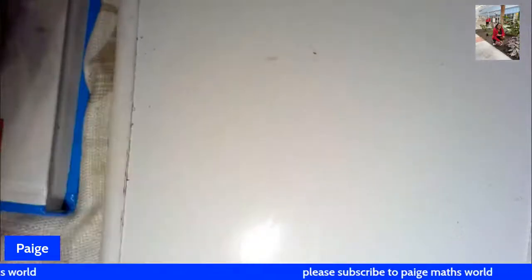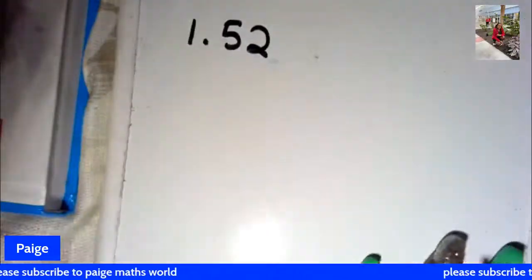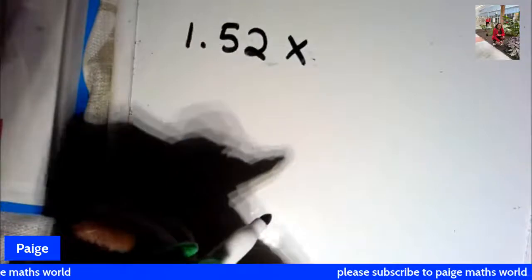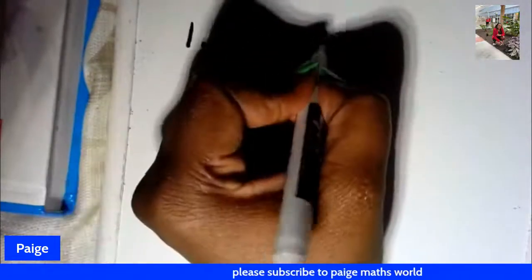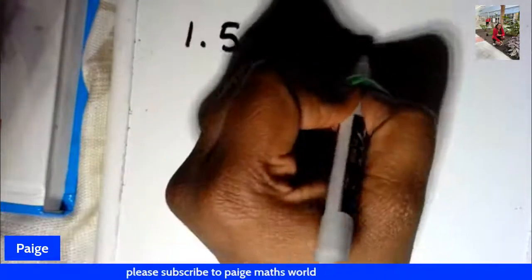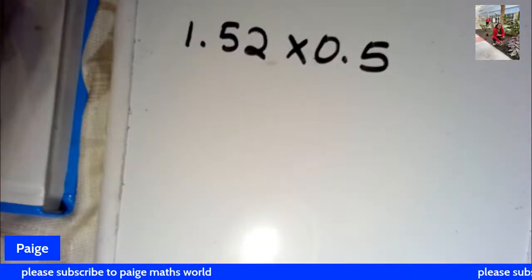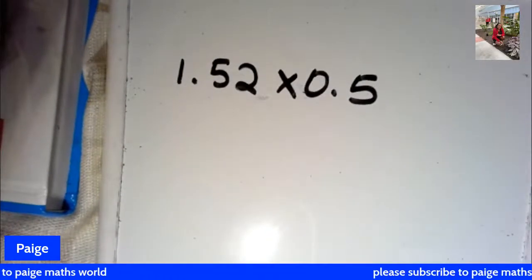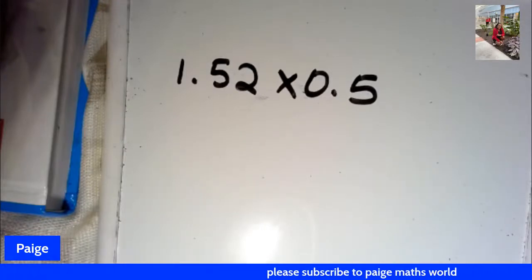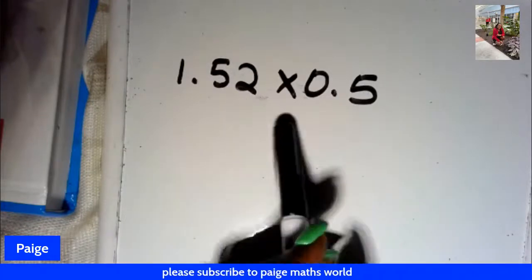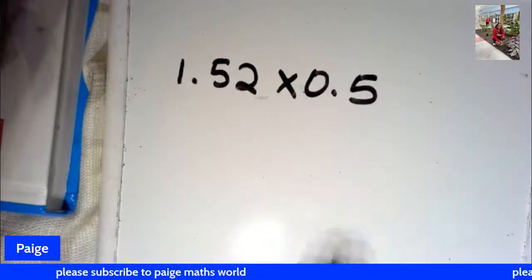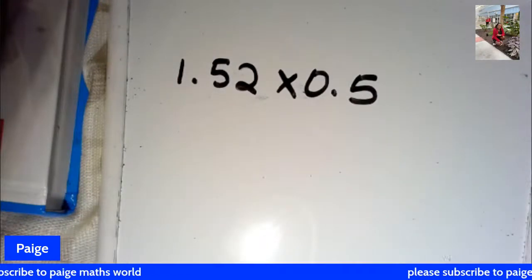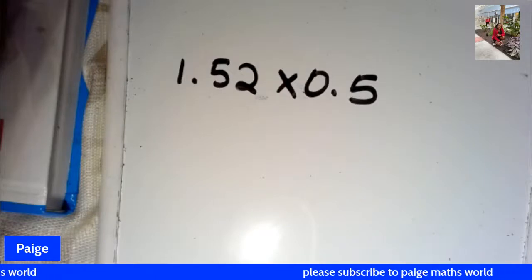All right, so here we go. We're going to have, say, 1.52, and we're going to multiply that by, say, 0.5. All right, so we have 1.52 and 0.5, and we're going to try to get them to be a whole number so we can multiply directly. And then we have to remember, once we take the decimal point out, we have to remember to put them back in. All right?